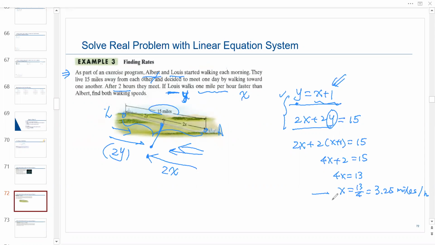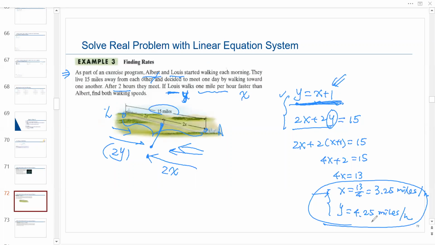Right? So y is 1 mile per hour more than this one, so this one plus 1. So you get 4.25 miles per hour. Right? So you can get x and y to find the solutions. That's the easy one, right? Anyone should be able to do this easily.